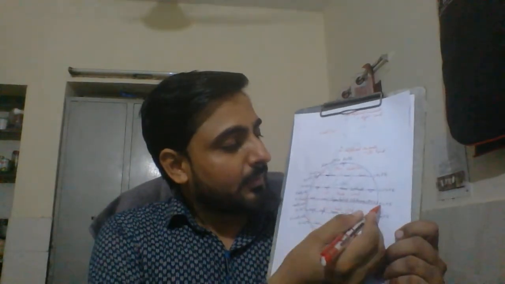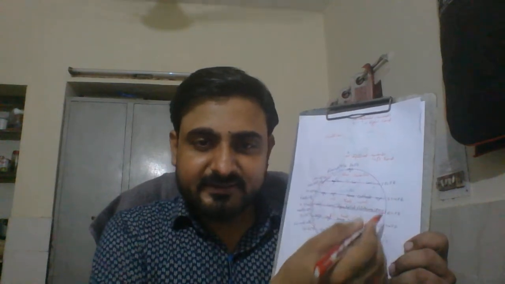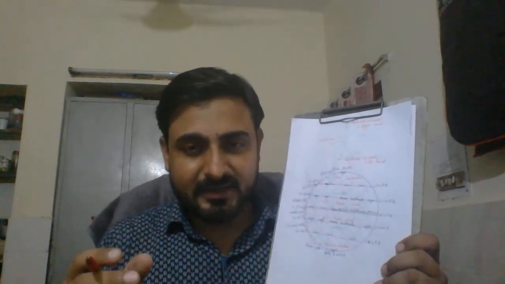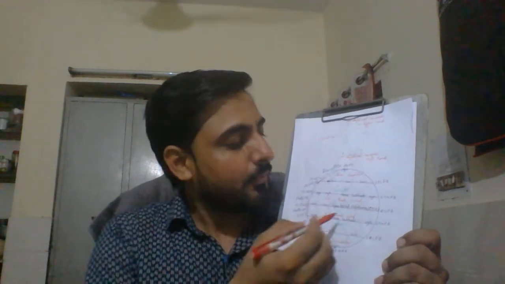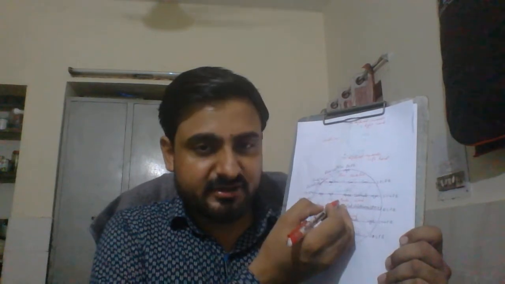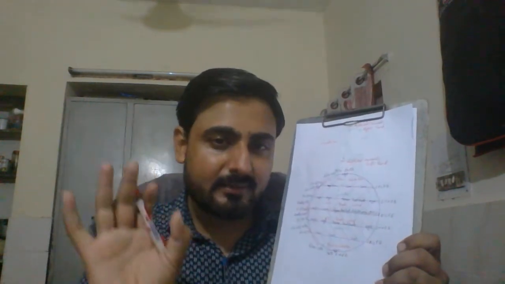So first, the equatorial low pressure belt. It is located 5 to 10 degrees north and south of the equator. This is the region where the northeast trade wind and southeast trade wind both converge with each other and rise to higher altitude.